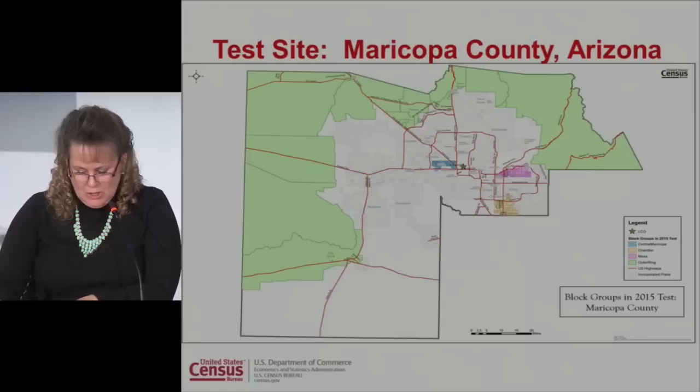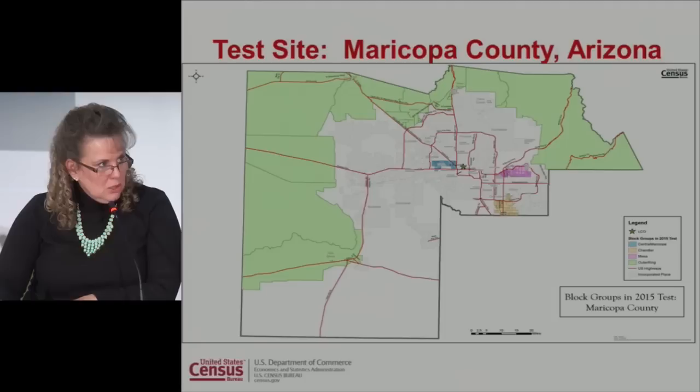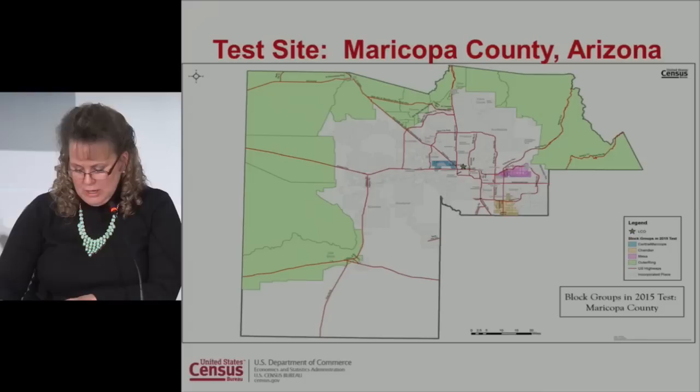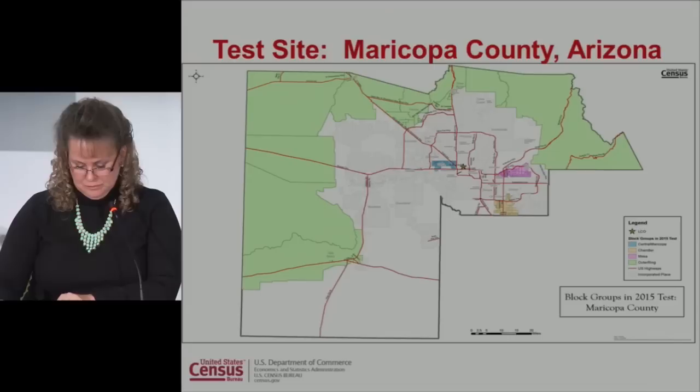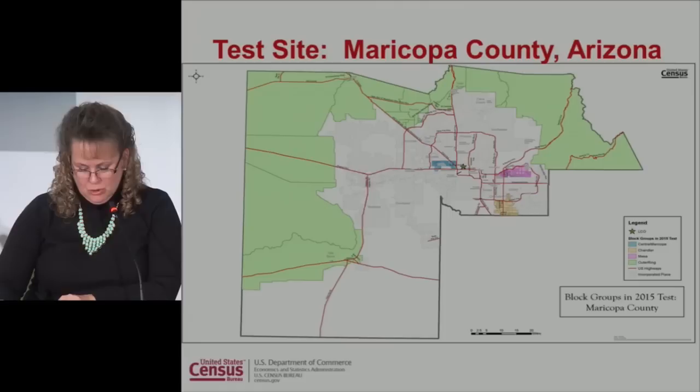The second set of block groups are located in the cities of Chandler and Mesa, shown in yellow and pink respectively. For both of these areas, the Census Bureau identified areas with higher 2010 census return rates and lower mobility. Including these areas allows the testing of performance of administrative records in areas with high return rates and low mobility. The third set of block groups is the outer ring of block groups on the northern border of Maricopa County that is shown in green. Including these block groups will allow us to test in a more remote location.